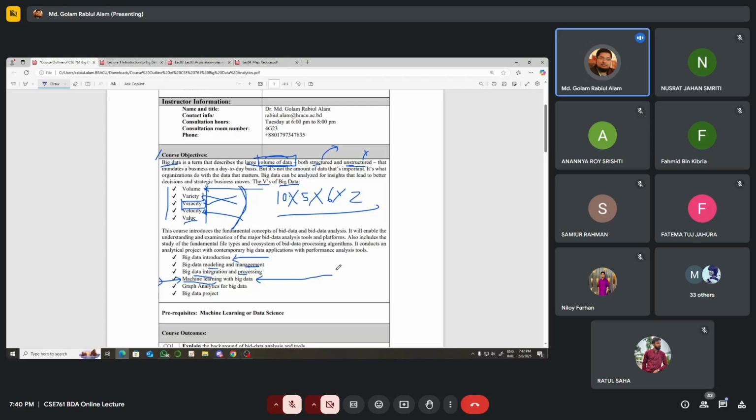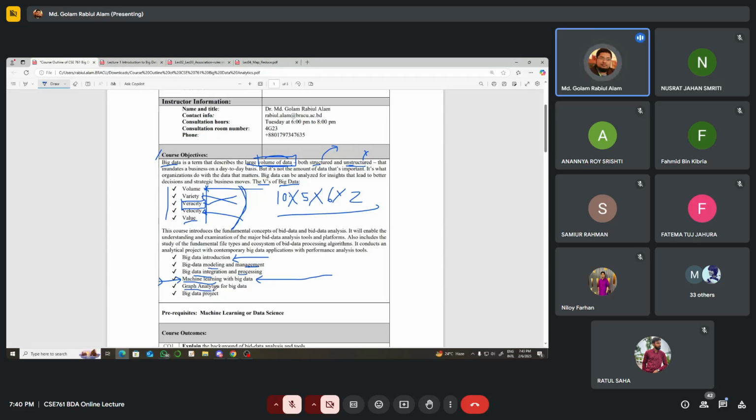Like, maybe we have the data, and we can apply some form of clustering algorithm. The well-known clustering algorithms are the k-means algorithm and the k-medoids algorithm. But again, how do we deal with big data if we want to apply the k-means algorithm? There are some specialized machine learning algorithms we need to consider for big data handling. So we will discuss those machine learning algorithms in this course.